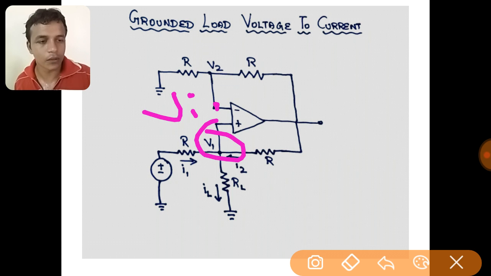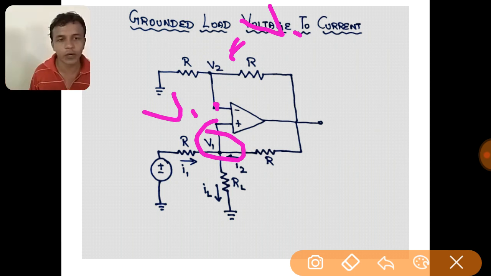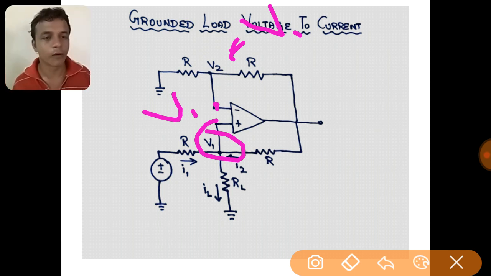So that means at this node also the same V1 is available. Here I have mentioned it as V2, so V2 is equal to V1. Okay, so it is not V2, it is V1. V2 and V1 are both the same. Now we shall go for further discussion.